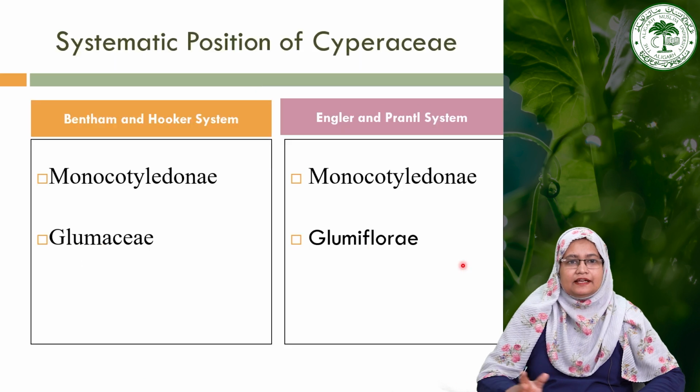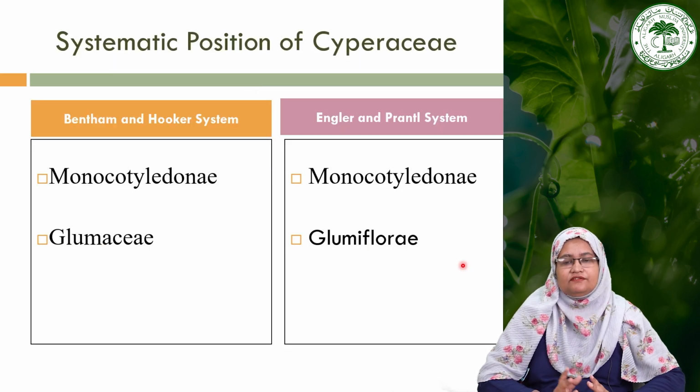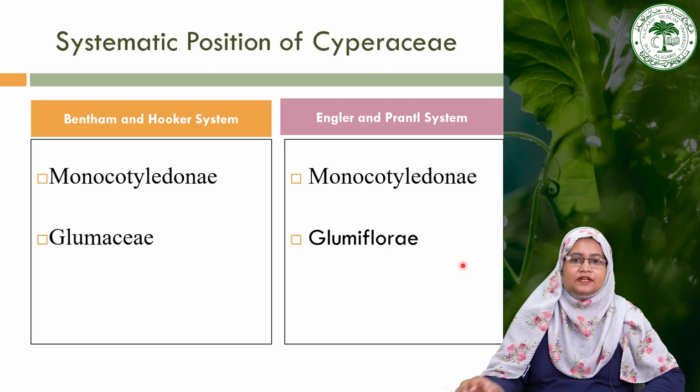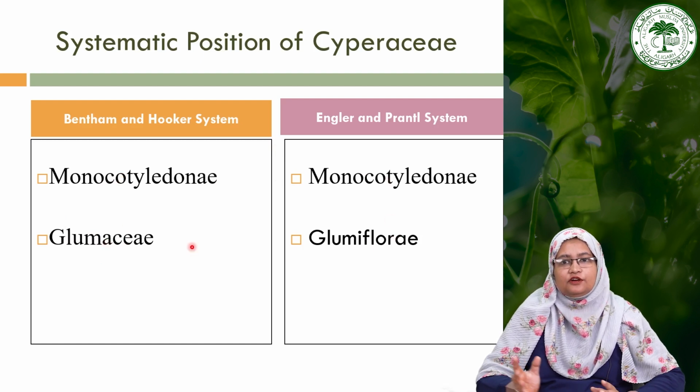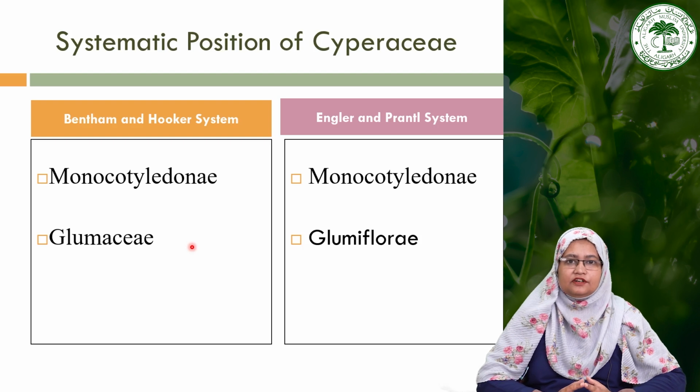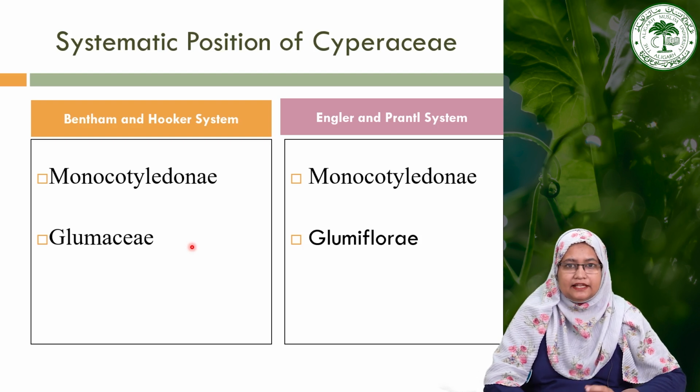In the systematic position of Cyperaceae, if we compare the Bentham and Hooker system and the Engler and Prantl system, you can see both of them placed it in the monocotyledons. Here the series is Glumaceae and the order is Glumiflorae. The series Glumaceae generally has a very reduced perianth, either reduced, scale-like, or maybe absent.